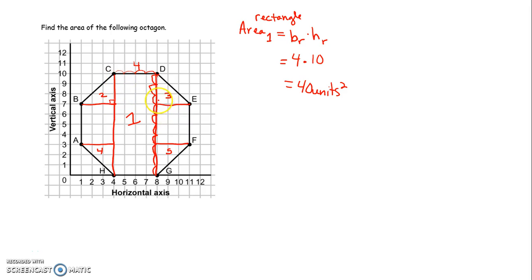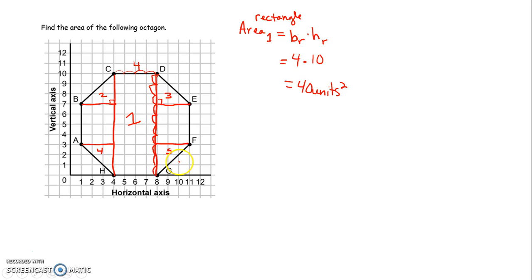3 units. Let's take a look at this triangle. The base is 3 units, and the height is 3 units. Oh, this is looking good. The base of this triangle is 3 units, and the height is 3 units. The base of this triangle is 3 units, and the height is 3 units.